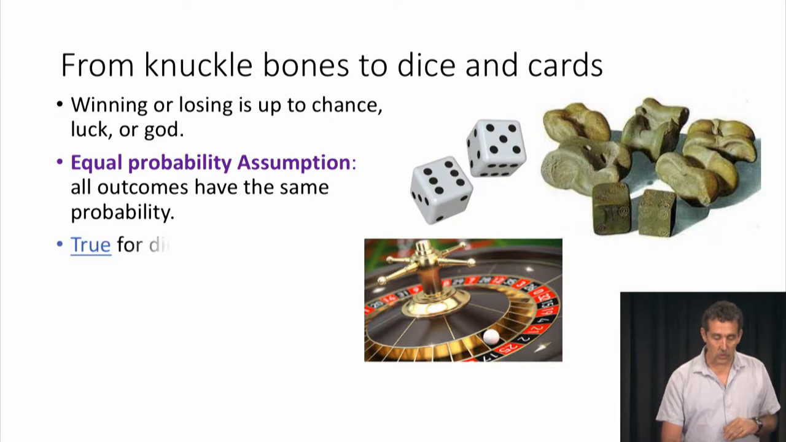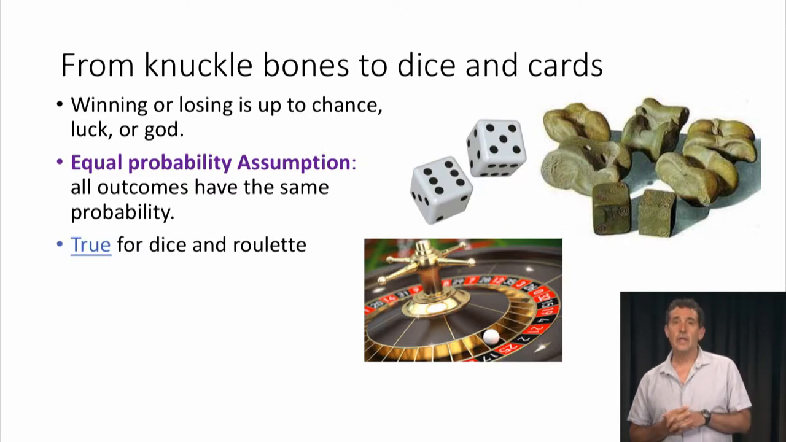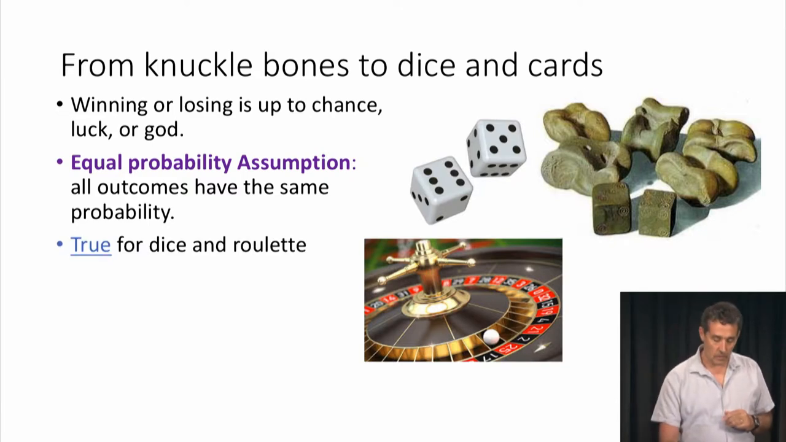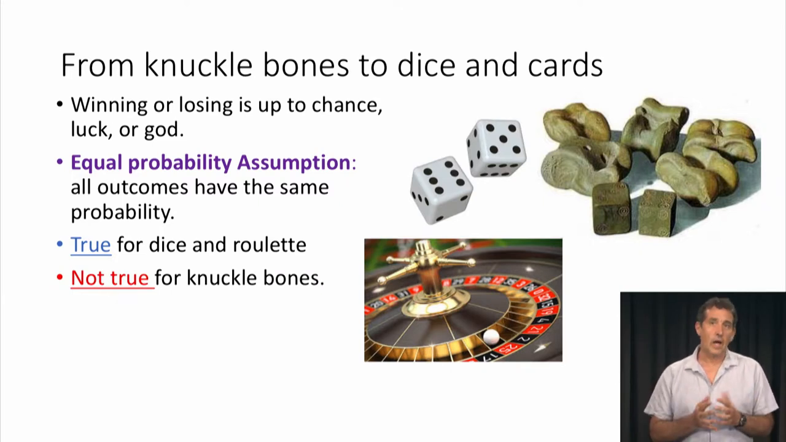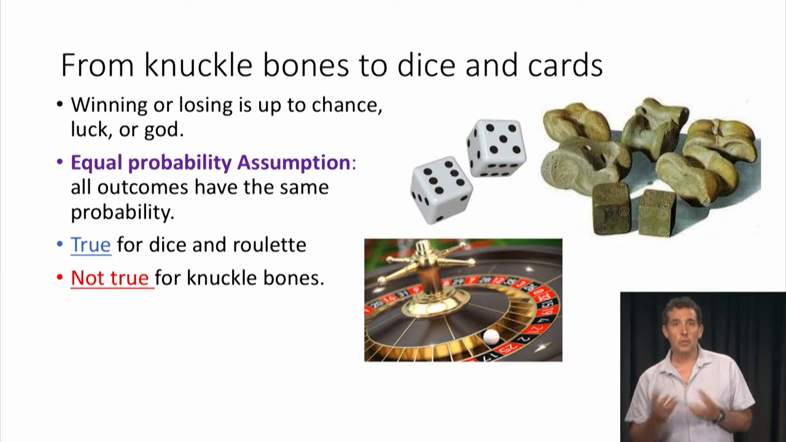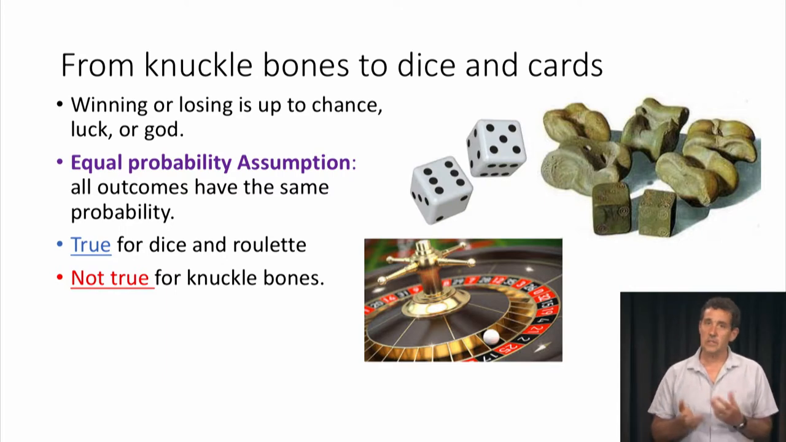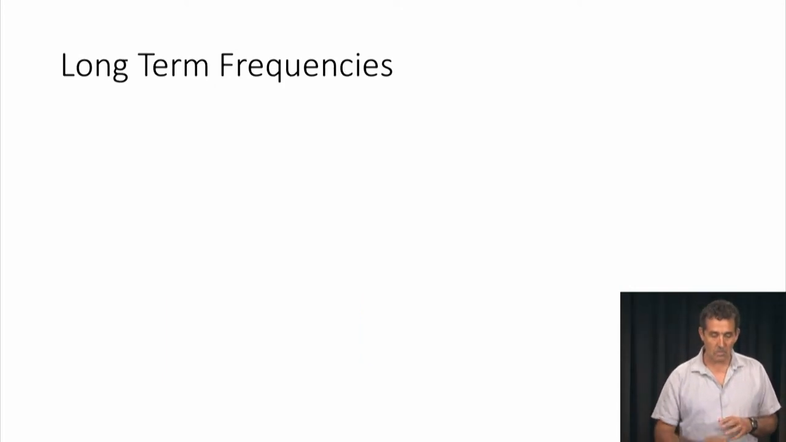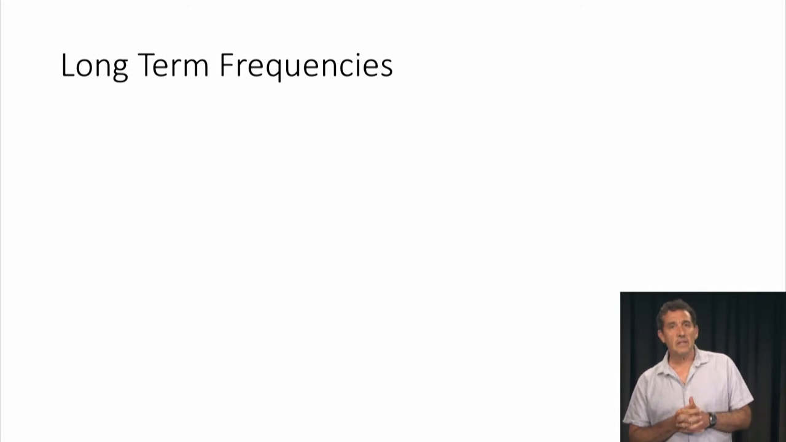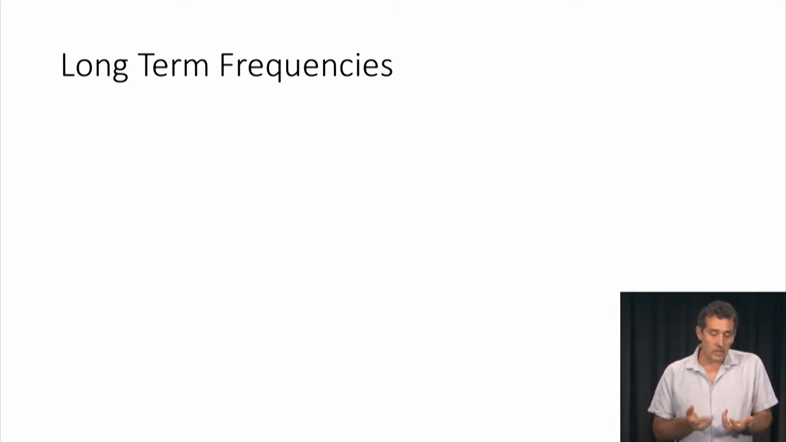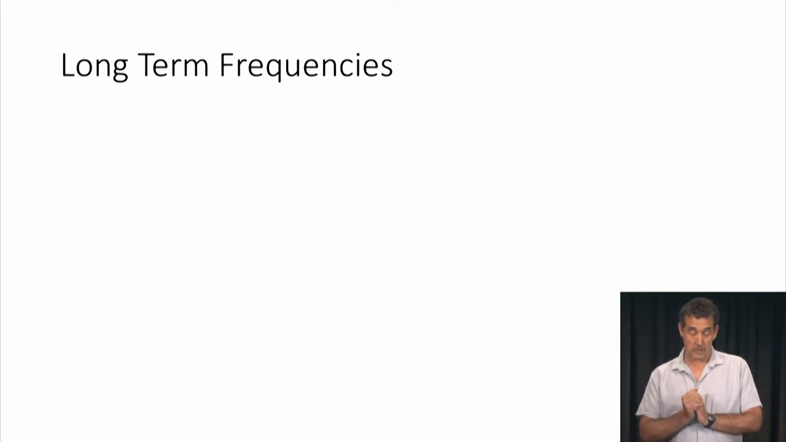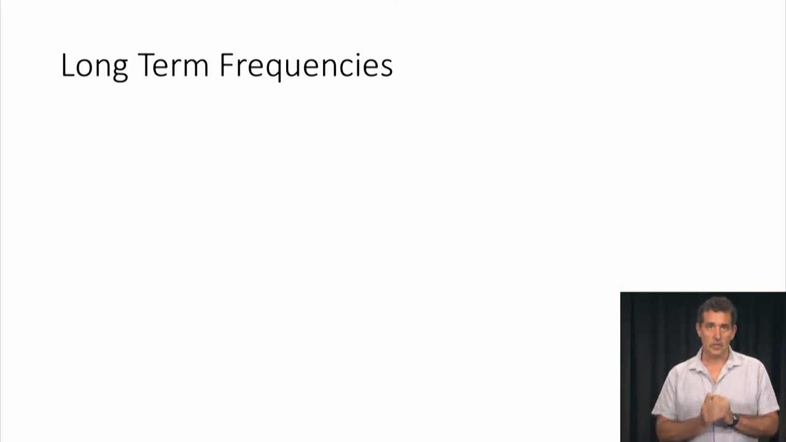But it doesn't always hold. So it's true for dice and roulette, but it is actually not true for knuckle bones, because knuckle bones are asymmetric. And so the probability that they fall on different sides is not the same. So then in that case, what does it mean that we say that the knuckle bone has different probabilities for different outcomes?